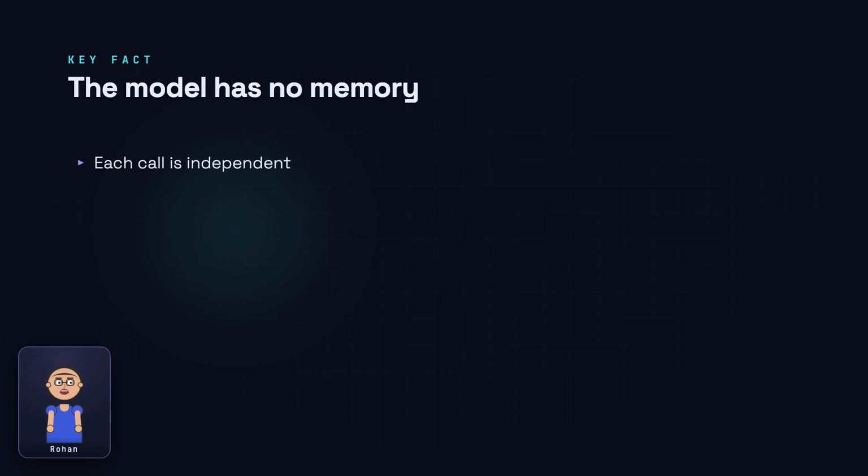This surprises people. The model itself remembers nothing between calls. What feels like memory is you, the developer, resending the accumulated history on every request. If you forget to append a turn or trim the wrong one, the model simply won't know it happened.